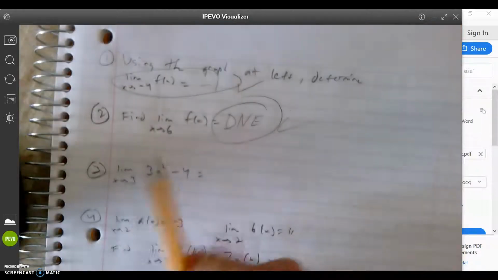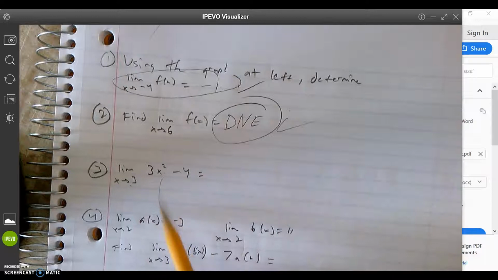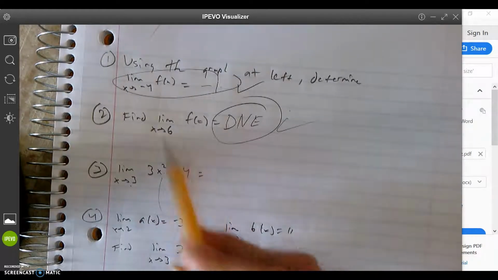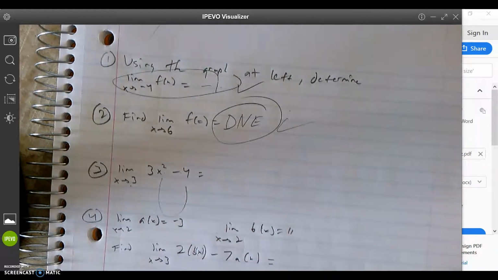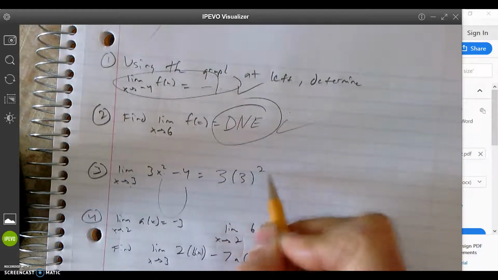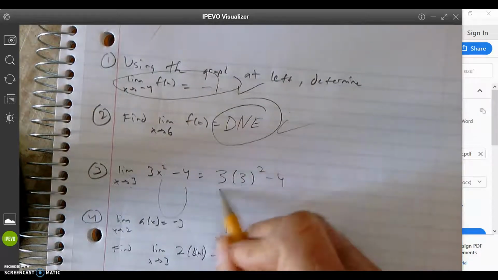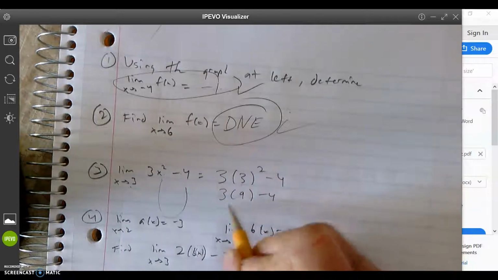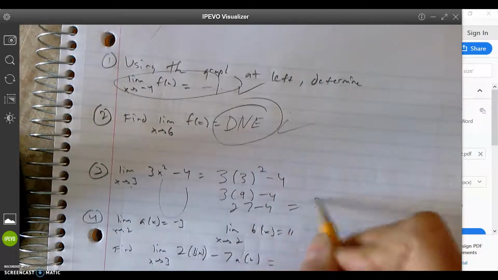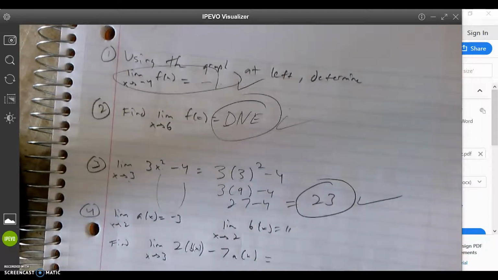All right, next. Number 3: the limit as x approaches 3 of this. This is just a parabola. It looks like this. There are no jumps or discontinuities in it, so I'm just going to plug in and find the y value. If x is 3, so 3 squared is 9, 3 times 9 minus 4, which is 27 minus 4, which is 23. Got it. Put a check if you got it.